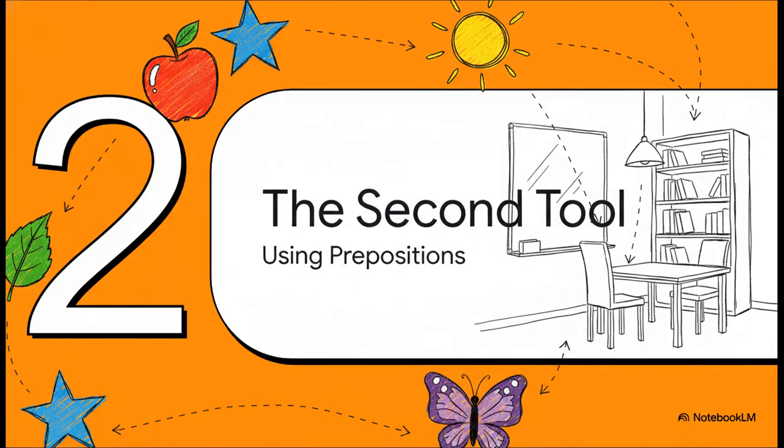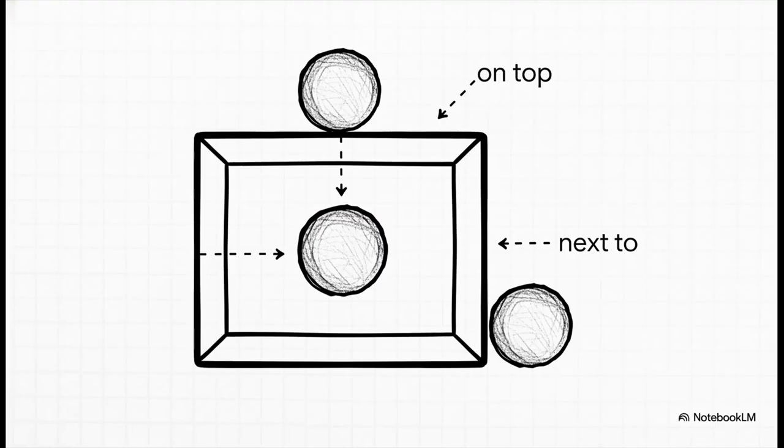Okay, so that's tool number one. Now for our second tool, which is all about using prepositions. This one works hand in hand with adjectives. See, prepositions are the words that tell us how a space is organized and where things are located. So if adjectives paint the picture of an object, prepositions tell you where to hang that picture on the wall. They give the scene its structure.